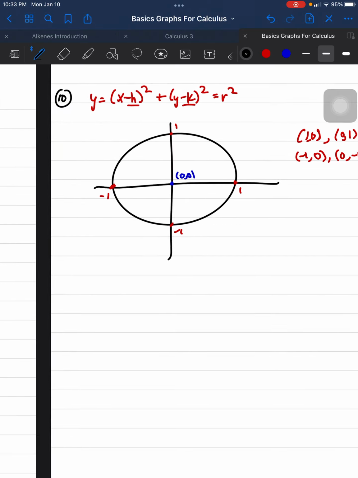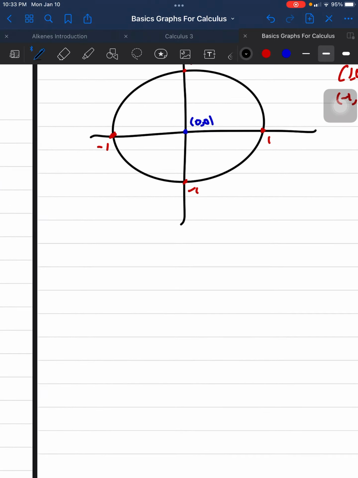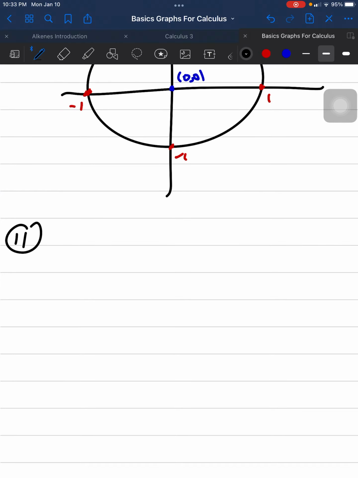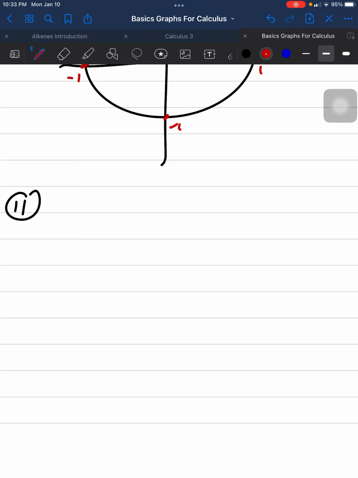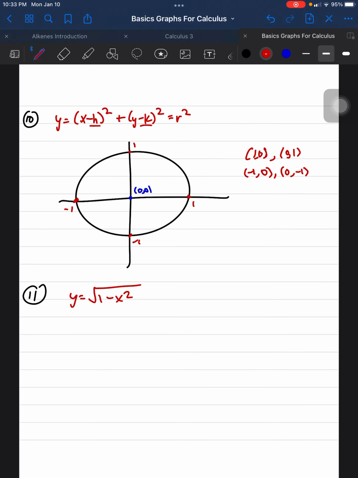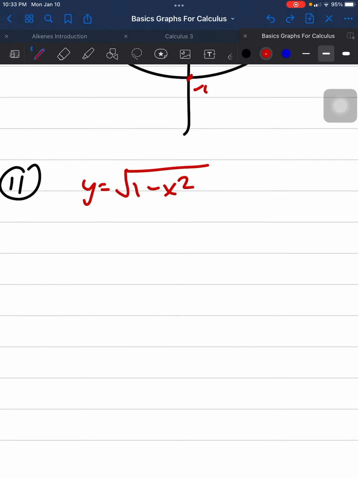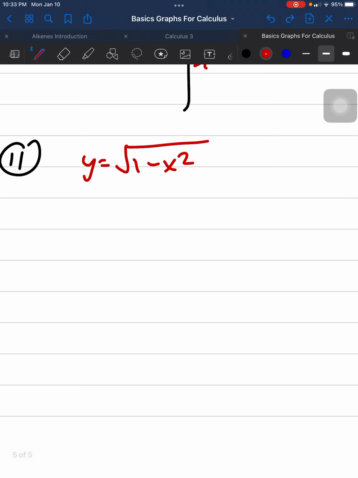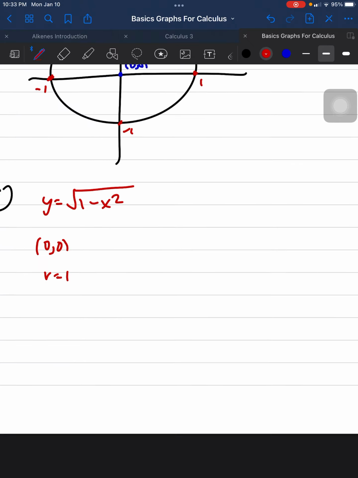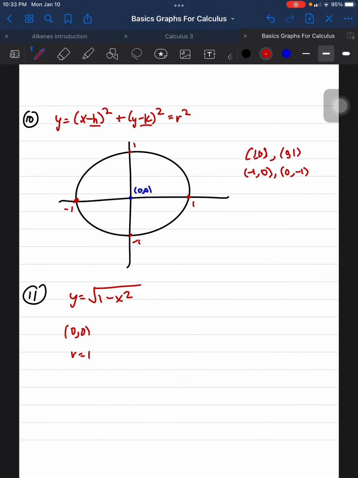Another graph, similar to the circle, is the semicircle that you're going to see from time to time, and its formula is y is equal to the square root of 1 minus x squared. We get this by just rearranging the original formula here. As I said, the center of a basic circle is 0, 0. Its radius is equal to 1. So when you plug in these values into the original formula right here, let's do that.